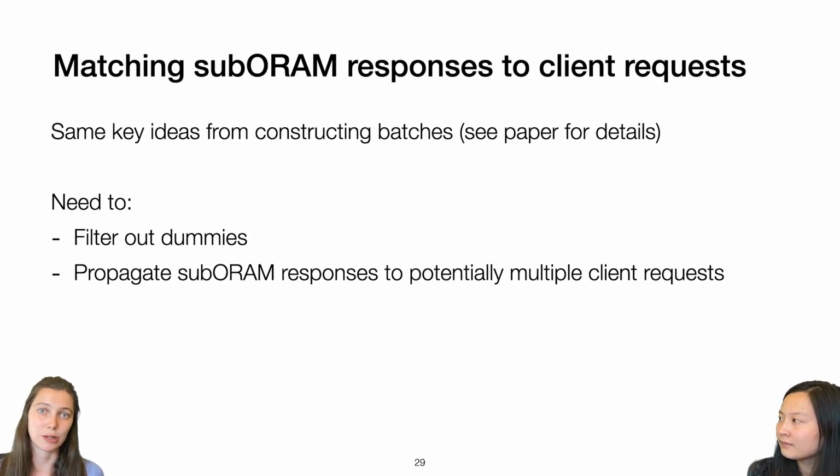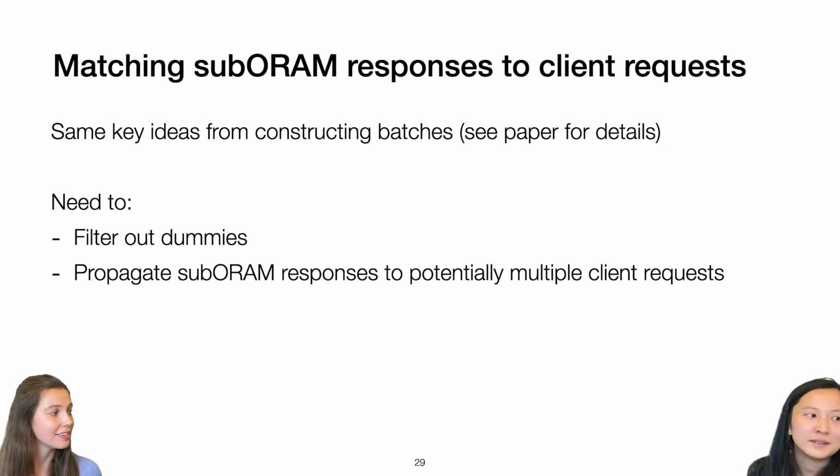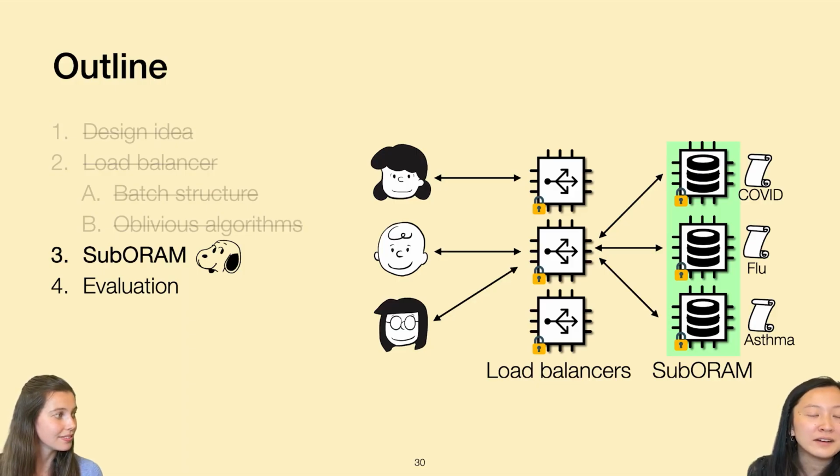When we did this deduplication, many client requests could map to a single sub-ORAM response, and now we need to make sure that we propagate the value that we get back to all the requests that originally requested this object, to make sure that we're doing the operation correctly with deduplication. Great, so that finishes off the oblivious algorithms of the load balancer, and now we're going to talk about how we design the sub-ORAM in Snoopy.